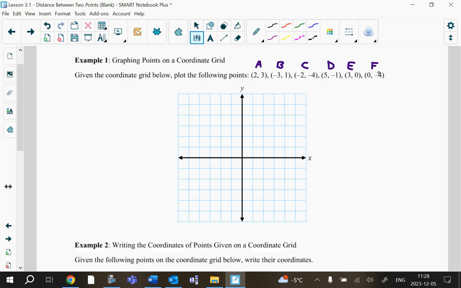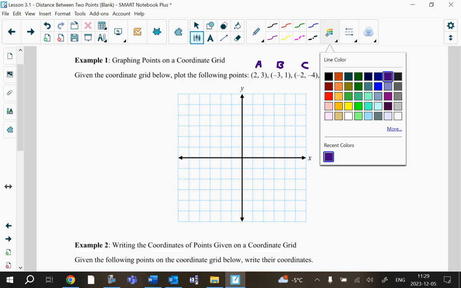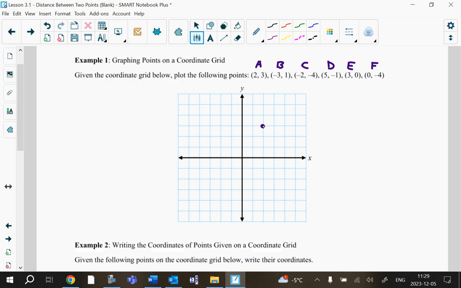Three on the x? Okay, so I start here, and then what do I do? Go to the right 2 on the x-axis, then go up 3. And that's my point. That's point A. Watch your negatives. So in B, again, we start at the reference point, the origin, but this time we're going to move 3 to the left and then 1 up to get B.